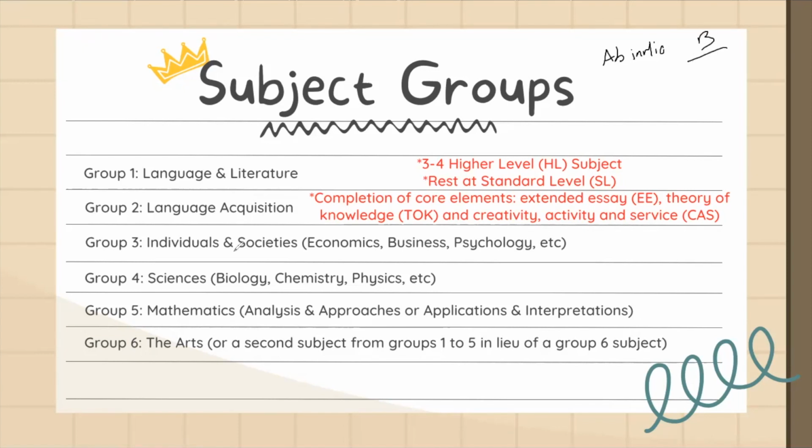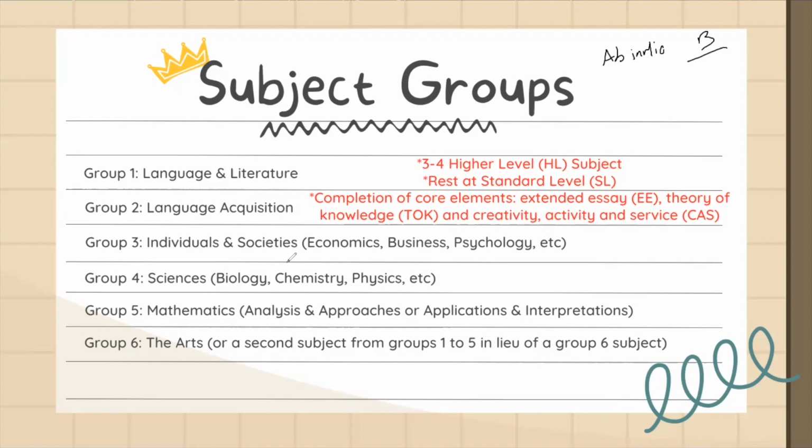And after that would be the individuals and society subject, which is sort of a breakdown from the MYP individuals and society subject. So within here, there are many options, examples being economics, business, psychology. You can choose according to where your interests lie. And then group 4 is sciences, examples obviously biology, chemistry, physics, and more.